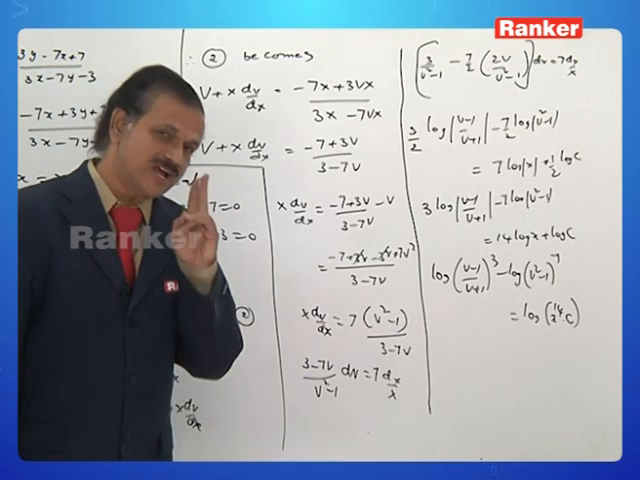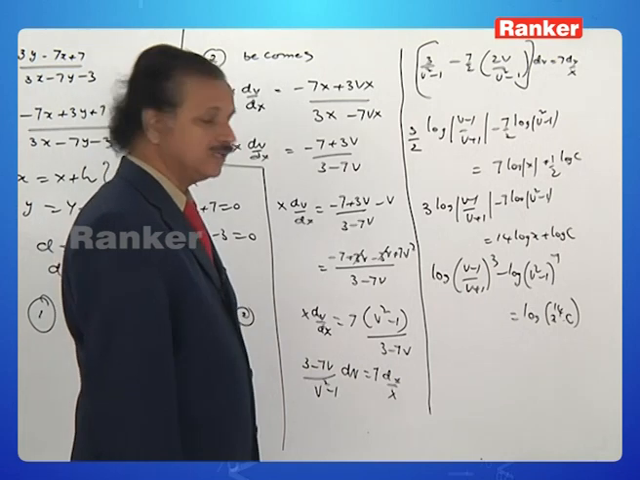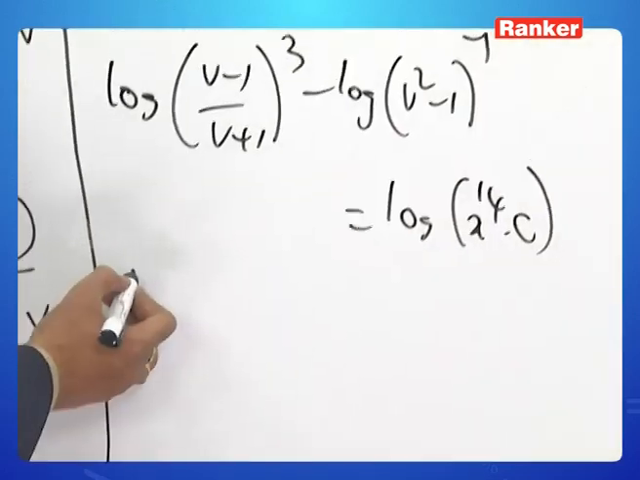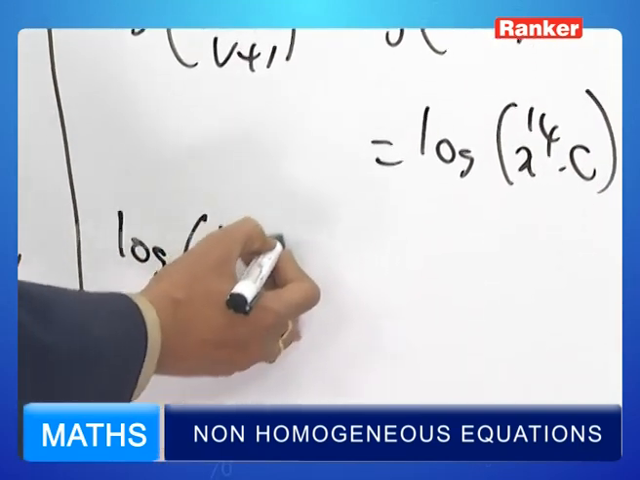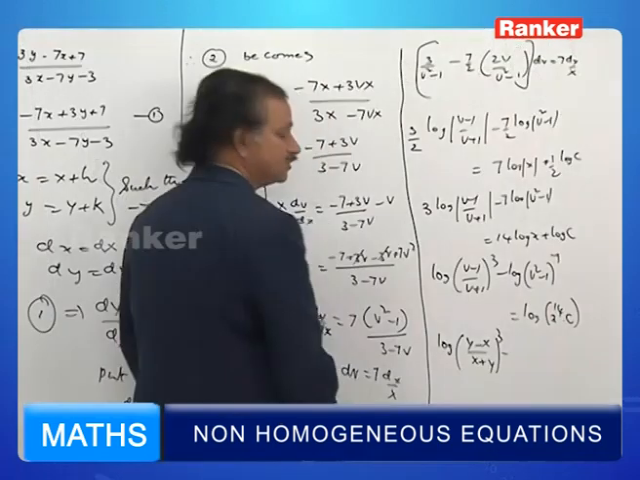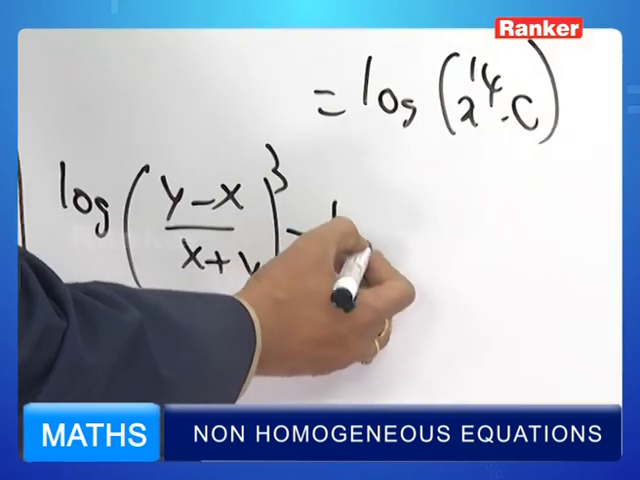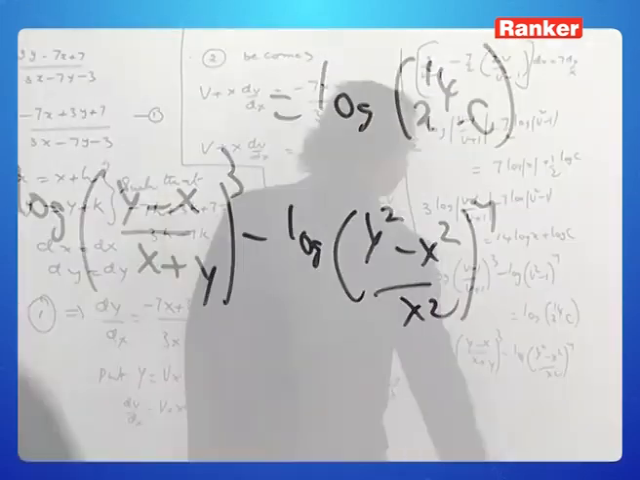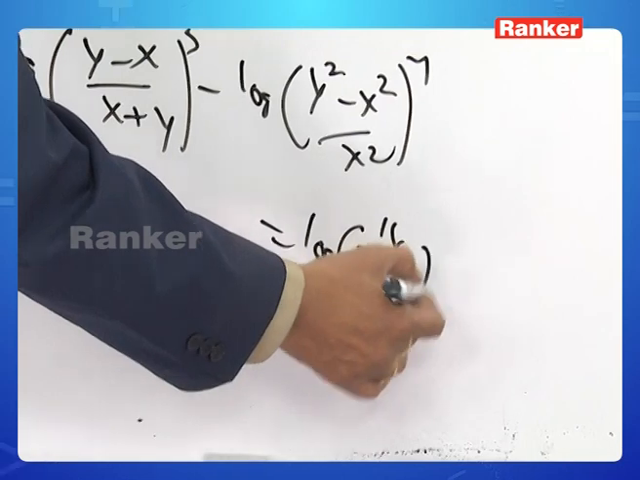Now, two types of substitutions still remain. What are they? Number one, in the place of v, you are supposed to have capital Y by capital X, so that it is log of y by x minus 1 by y by x plus 1, that is y minus x by y plus x whole cube, minus y square by x square minus 1. What does it mean? Log of y square minus x square by x square whole to the power of 7 is equal to log of x power 14 into c.